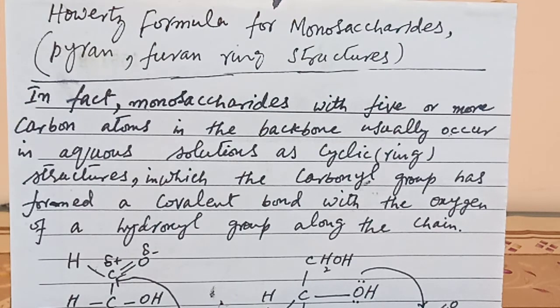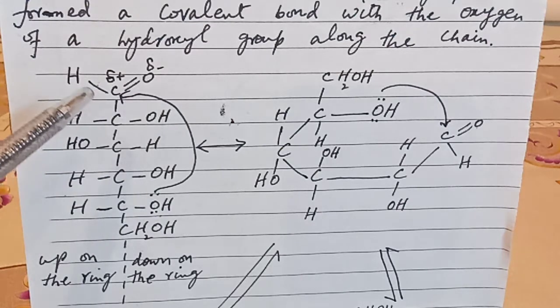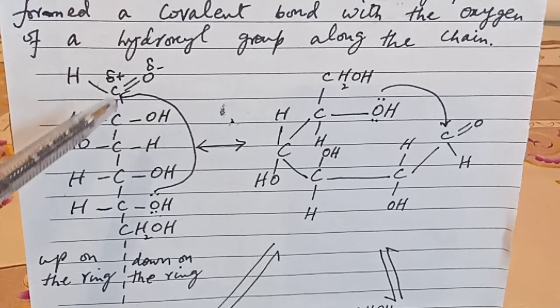So, in fact, monosaccharide with 5 or more carbon atoms in the backbone usually occur in aqueous solutions as cyclic ring structures in which the carbonyl group has formed a covalent bond with the oxygen of a hydroxyl group along the chain. So, here the structure, try to understand this structure. This is a linear shape structure. First of all, I am again repeating the hemiacetal linkage in the linear structure formation.